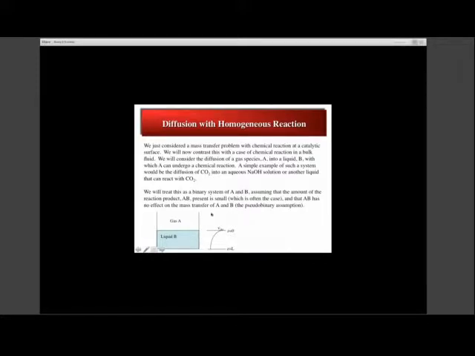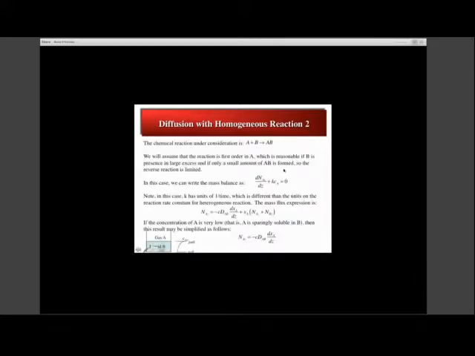What that means is that as you form this reaction product, it's not significantly changing the diffusion coefficient of A and B through this liquid, or changing the temperature due to heat of reaction effects or things of that nature. The chemical reaction that we'll consider is A plus B going to AB. And we'll assume that the reaction is first order in A. This is also a reasonable assumption if you imagine that B, the liquid, is present in large excess and only a small amount of AB is formed, so this reaction could well be modeled as first order in A.